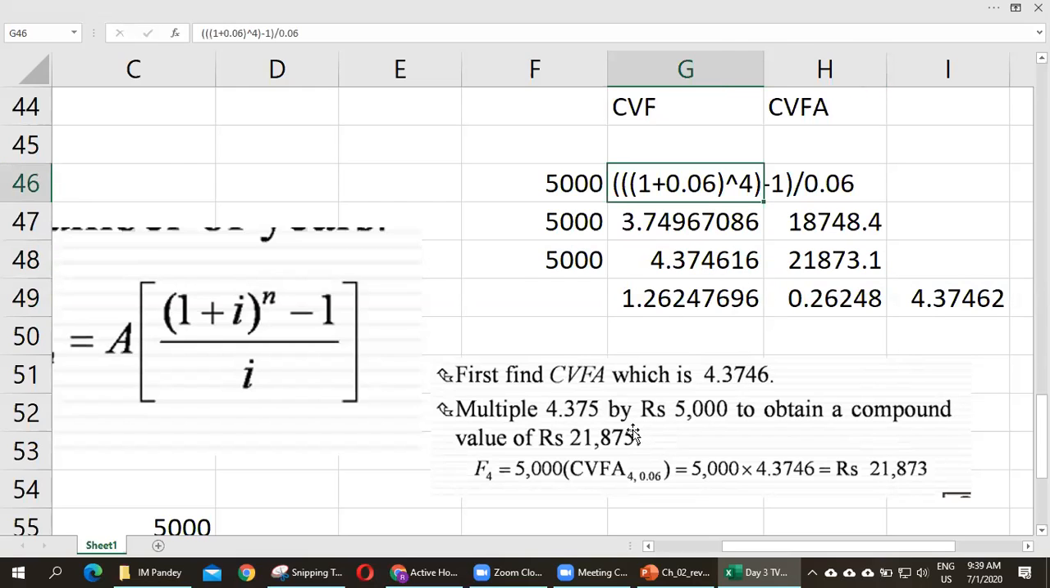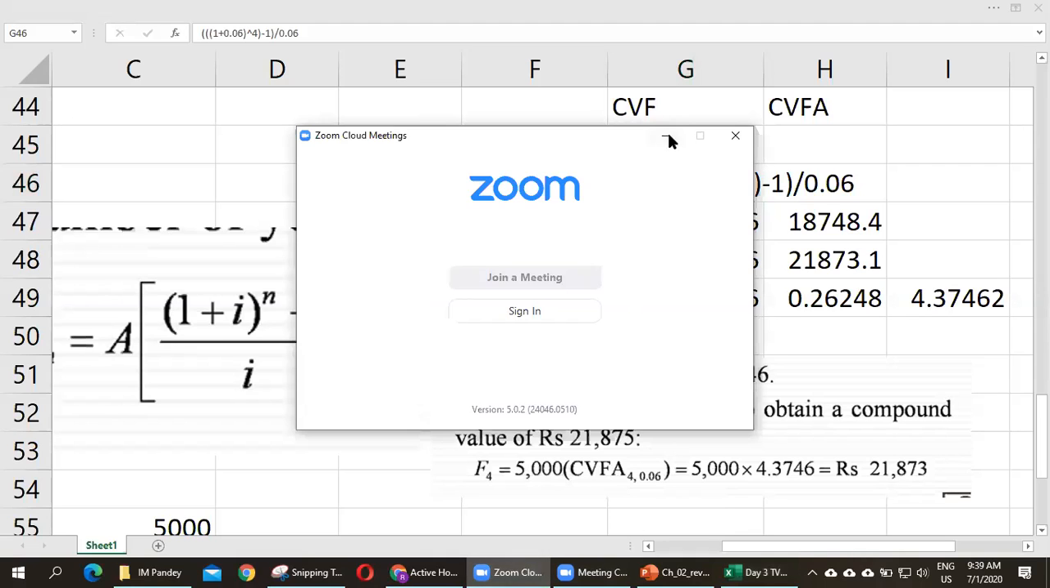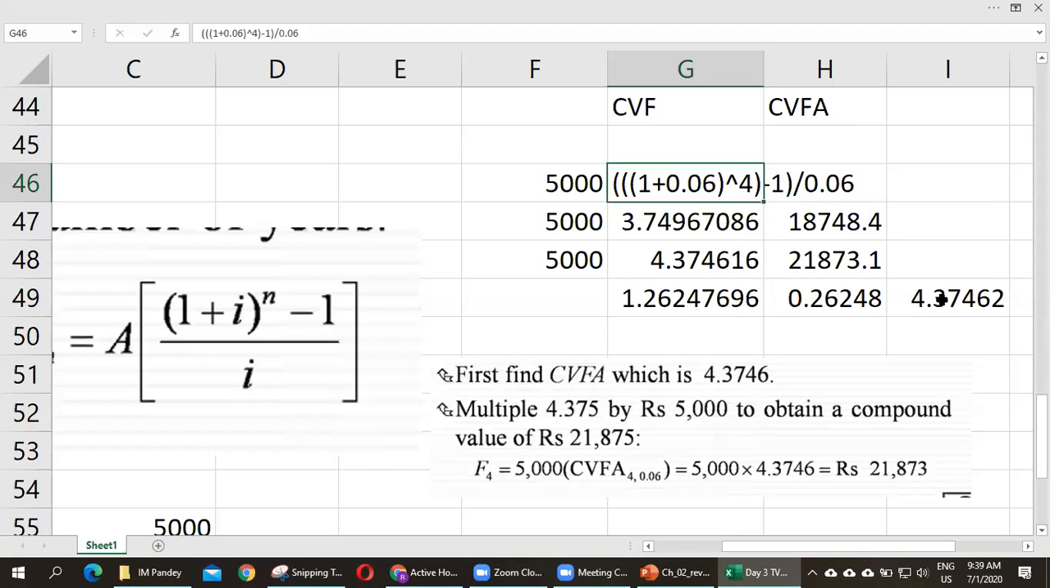Any questions? Madhusanga, are you there? Yes, sir. Okay. Have you understood? Clear or not clear? Yes, sir. Clear. Okay.